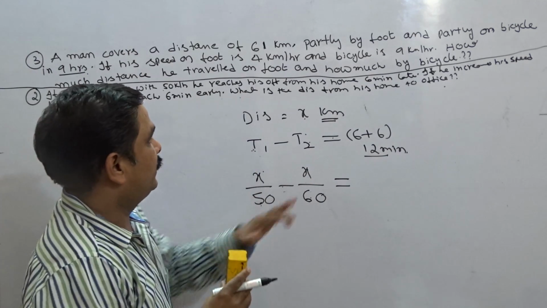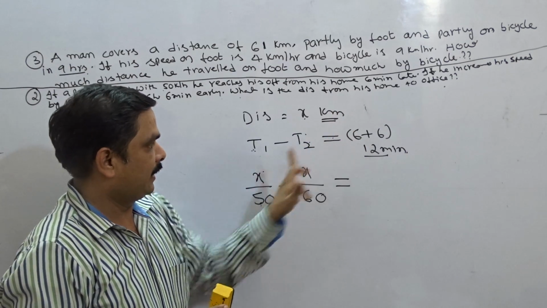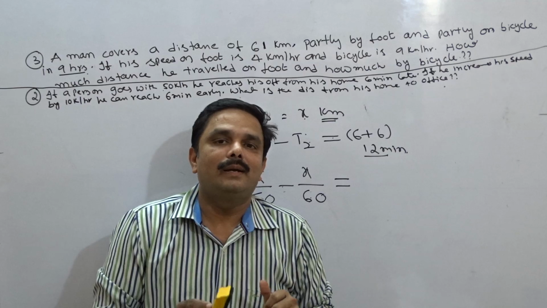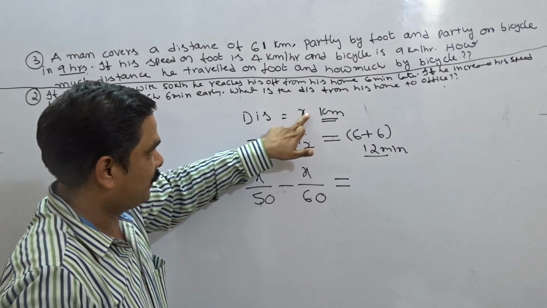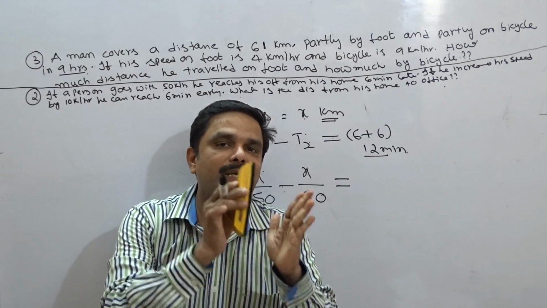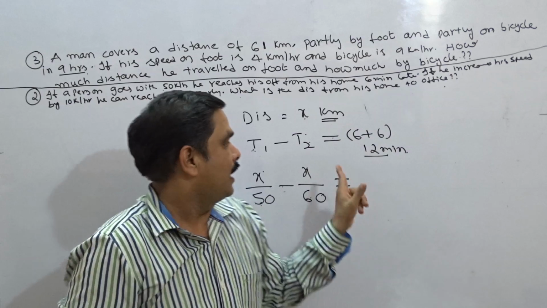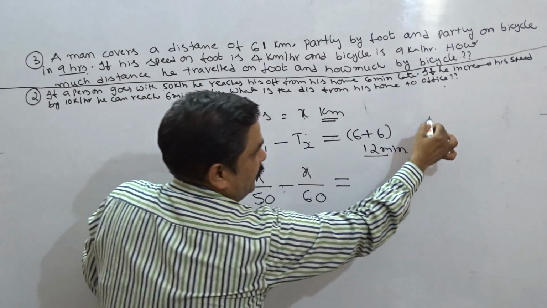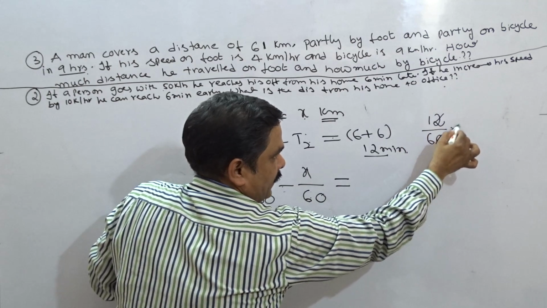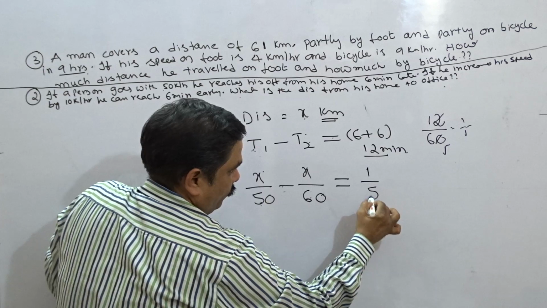But observe here, I have taken this one as x kilometers, and this speed is also in kilometers per hour. Now, when I am showing kilometers and kilometers per hour, I cannot take this one in minutes. When it is kilometers per hour, I need to convert that into hours. So now, I am just converting this. 12 minutes in terms of hours is 12 by 60, that is 1 by 5. Now, I am taking this one as 1 by 5.